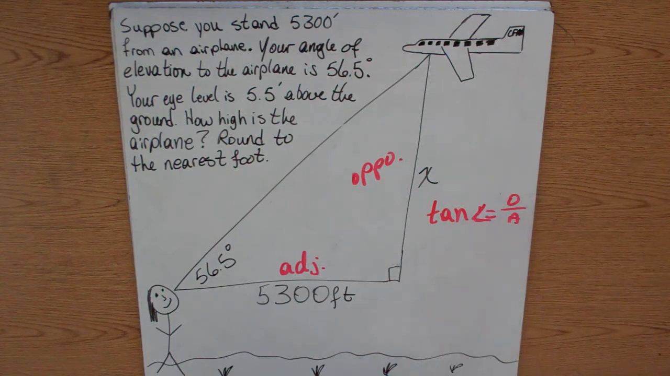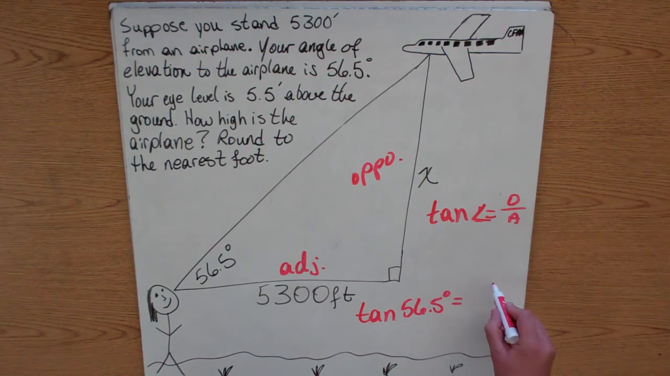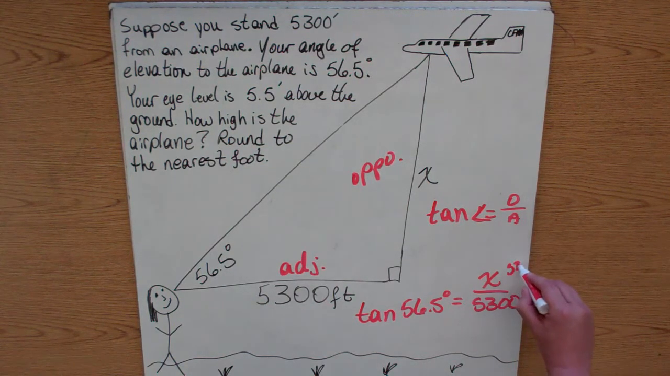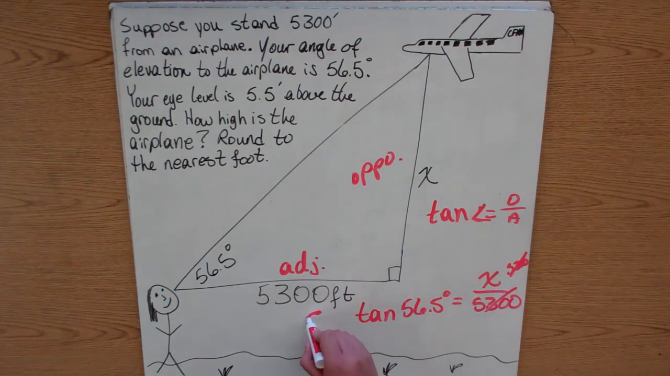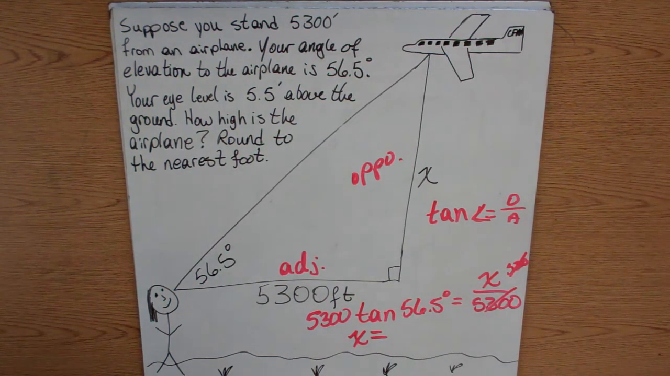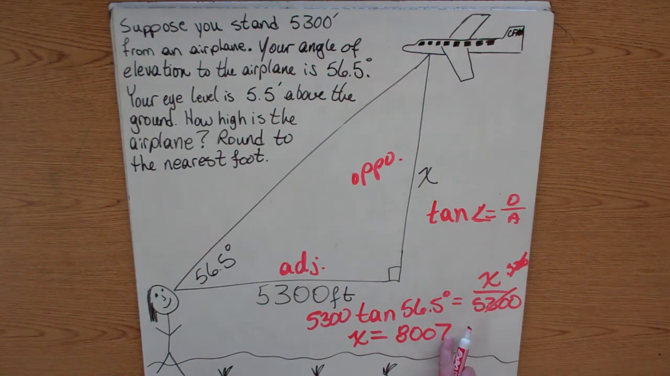So, the tangent of 56.5 degrees is going to equal x over 5,300. Now, of course, you multiply both sides by the 5,300. That cancels it out there. So, 5,300 times the tangent of 56.5 equals x. So x equals, just plug this into your calculator, and we're going to round to the nearest foot. It would be 8,007 feet.